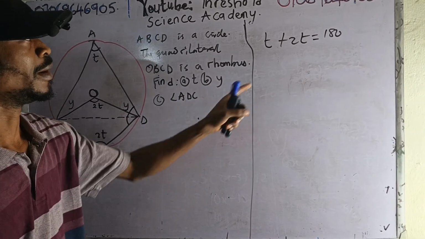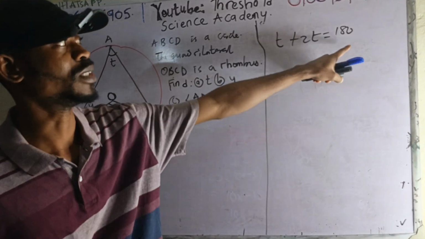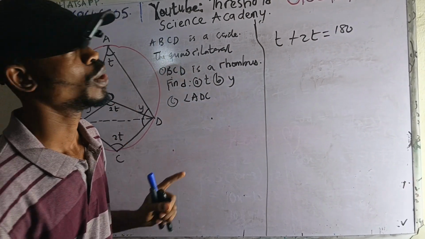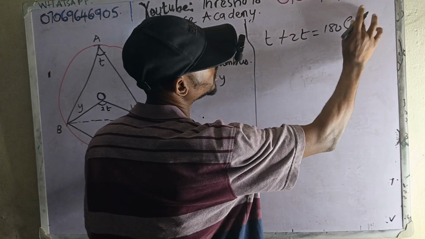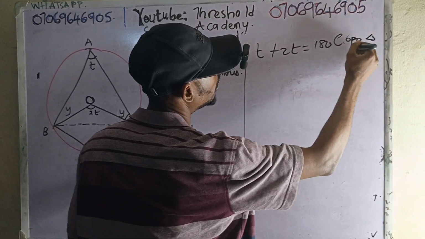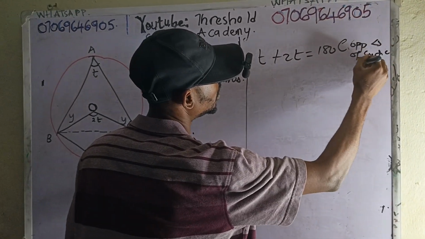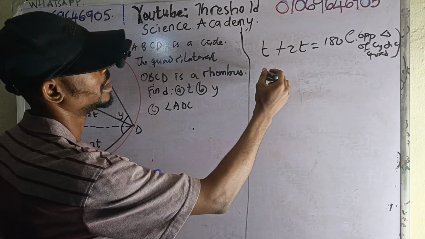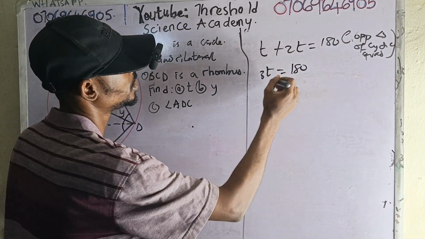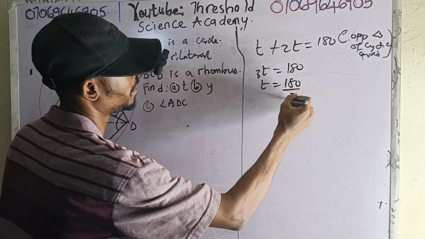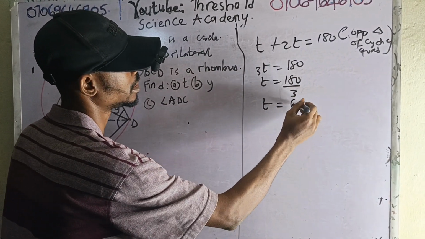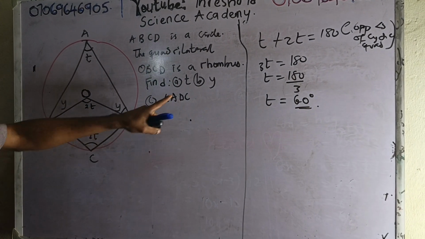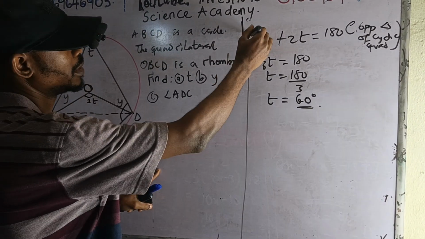I'd like you to know that in this kind of question you have to put reasons why you do what you do. So if you say T plus 2T equals 180, we need to put here that the reason is: opposite angles of cyclic quadrilateral. Put it there. So T plus 2T is 180, definitely 3T is just going to be 180, which will make T equal to 180 divided by 3, and then T is going to be equal to 60 degrees. So angle T is 60 degrees. So we found our T. That's letter A, sorry.